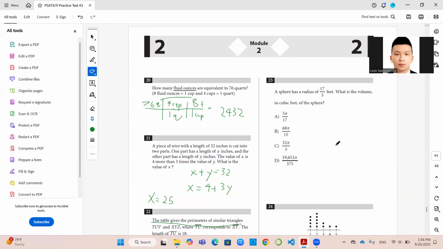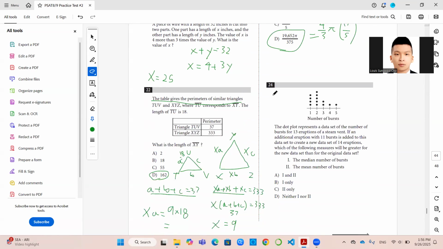A sphere has a radius of 17 over 5. What's the volume in cubic feet of the sphere? So volume of the sphere is 4/3 pi r cubed. So what's this guy? It's D. D as in David.